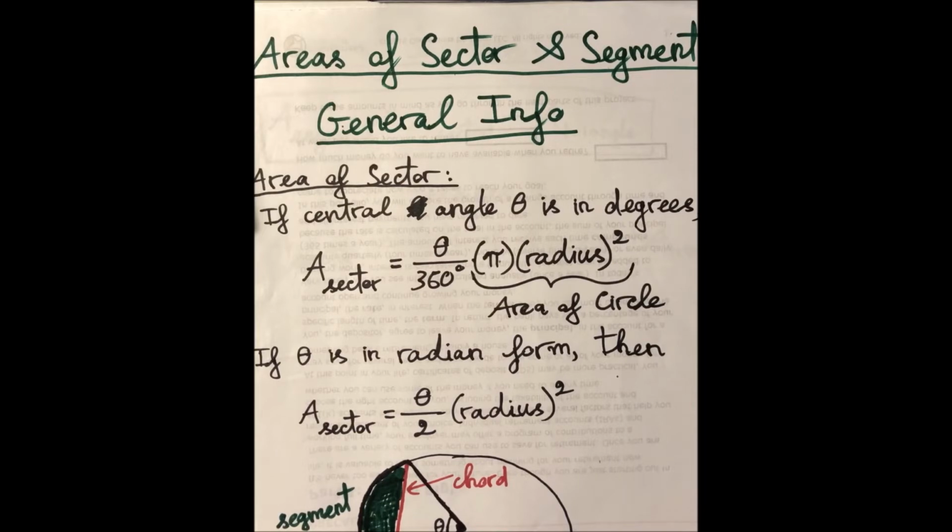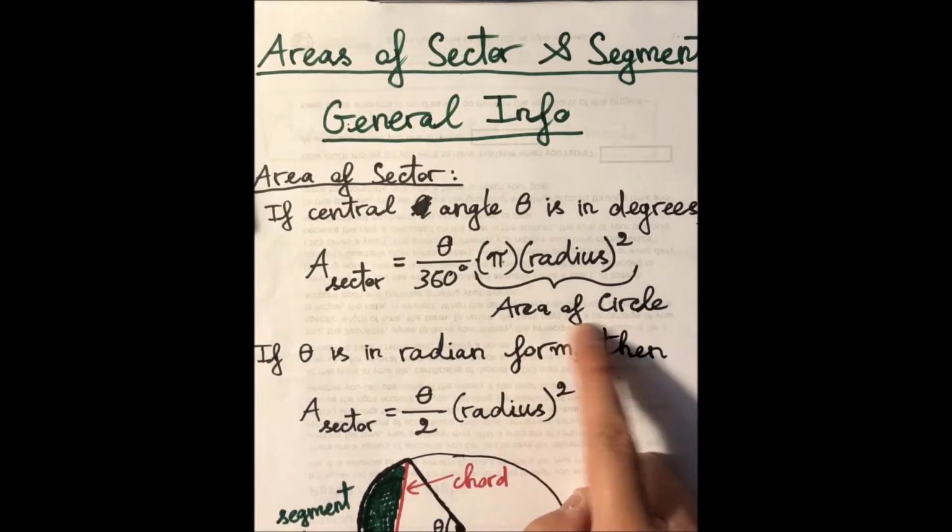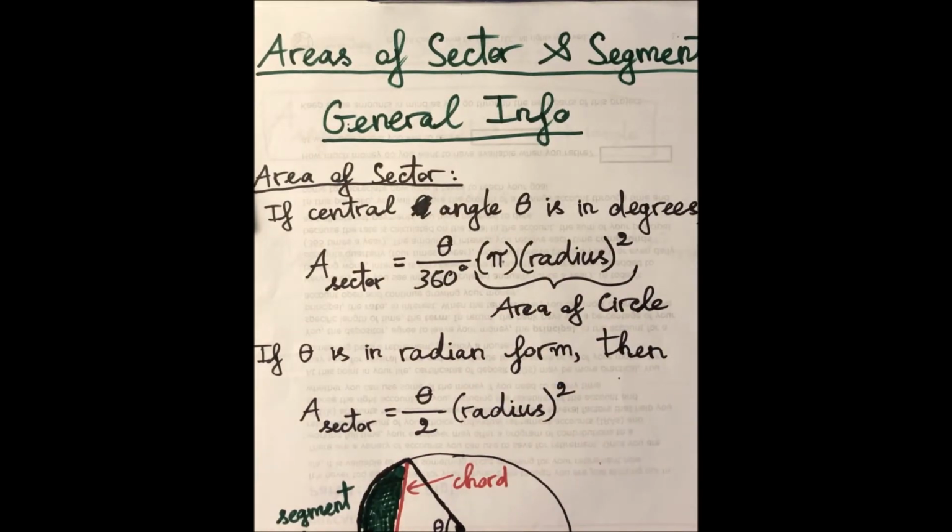radius squared. If the central angle theta is given in the radian form, then the formula for the area of a sector is very similar to that, except that instead of having theta over 360 degrees, now you have theta divided by the number 2, and you're still multiplying that by the radius squared. But regardless of whether your central angle is in degree form or radian form, you're still going to end up with the area of a circle in the middle of your work.